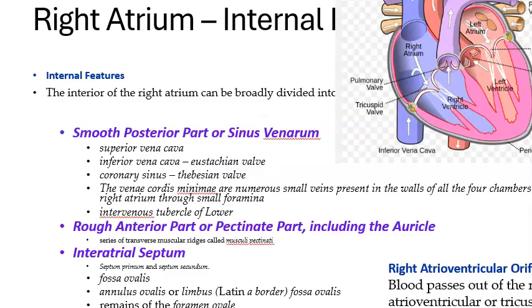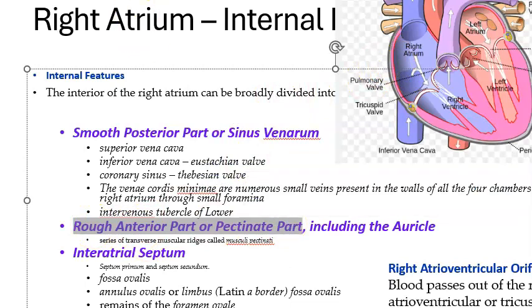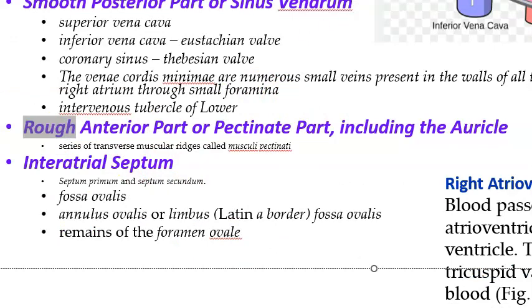Very good. Now let's come to the anterior. See, the anterior is rough. It's called the pectinate part, and it also includes the auricle. You saw the auricle on the external surface, right? So it includes that, they are saying. So here what you should know is that it's rough. Because it is rough, you can just remember the muscular ridges, musculi pectinati, transverse. That's what gives you the rough pectinate part. Again here they're talking about all those valves, right? For the valve, what all is required seems to come from here.